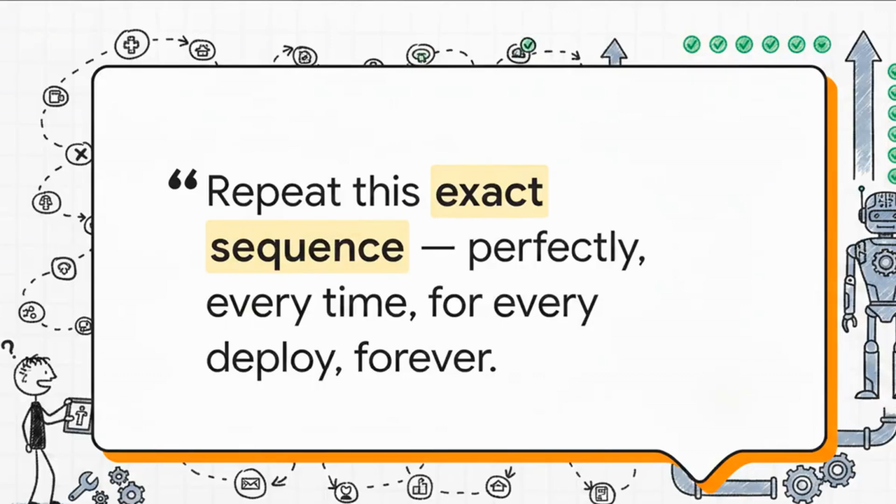When you deploy manually, you're basically asking a human being to repeat this exact sequence perfectly every single time for every deploy forever. And let's face it, we aren't built for that. We're going to forget steps, we'll skip tests when we're rushed, we'll make typos. But automation, it doesn't. It gives you the exact same outcome with zero chance of skipping tests every single time.